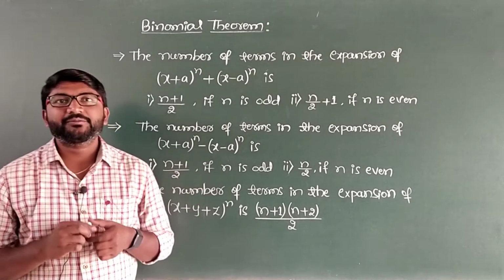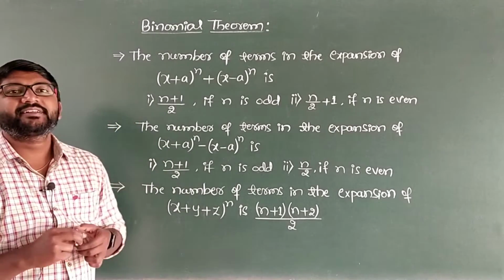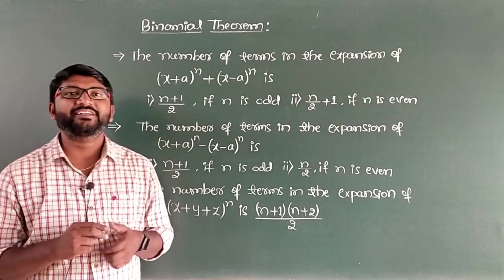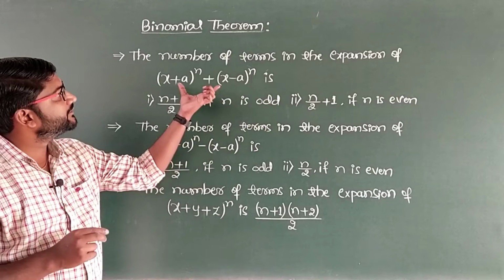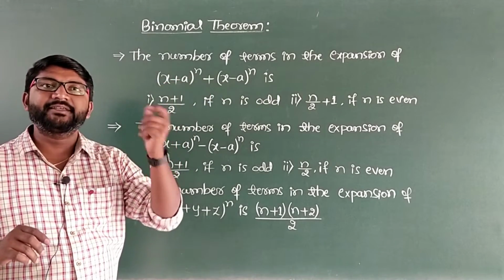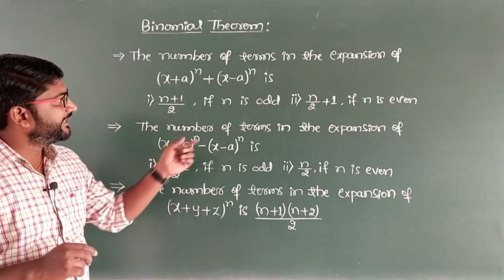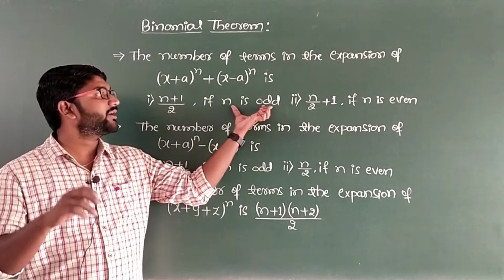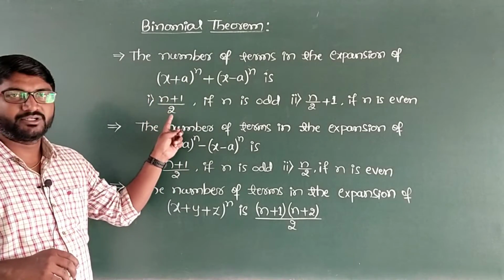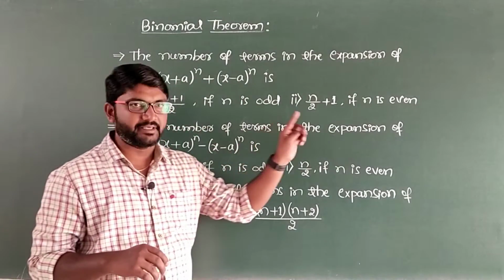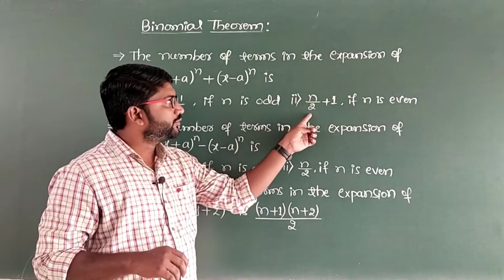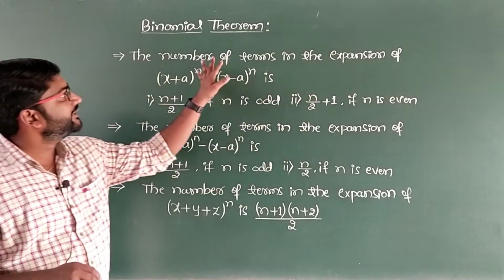Well, the next important point is the number of terms in the expansion of (x + a) whole raised to n + (x − a) whole to the power n. When you expand this, the total number of terms depends on whether n is even or odd. If n is odd, the number of terms in the expansion will be (n + 1)/2, and if n is even, then the number of terms will be n/2 + 1. So this is regarding the first point.